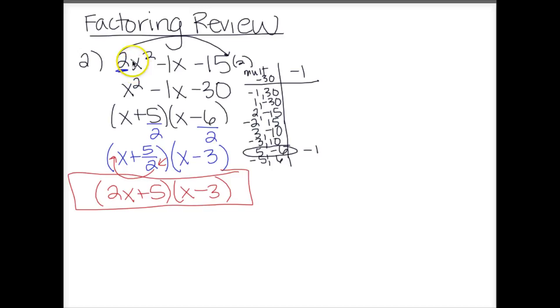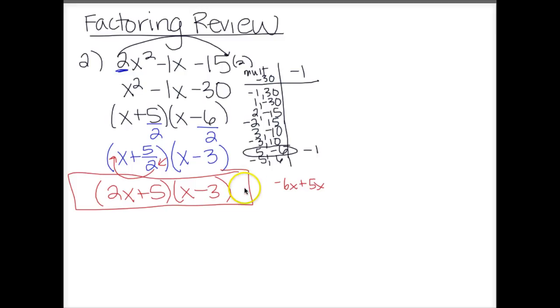2x times x is 2x squared. Outsides are negative 6x, and the insides are 5x, which does give me negative 1x. 5 times negative 3 is negative 15. So I multiplied it out. It does work. It is exactly what I need it to be.